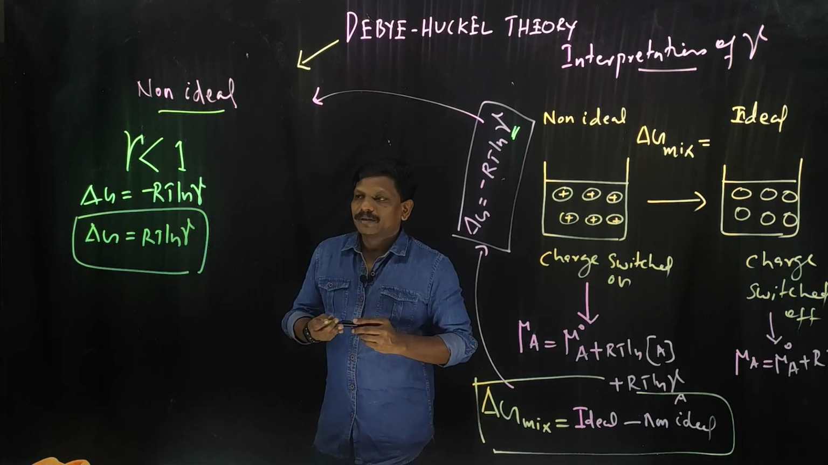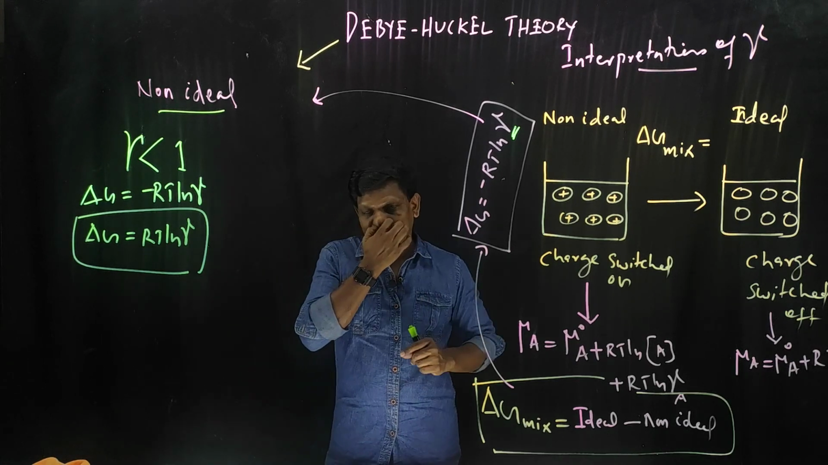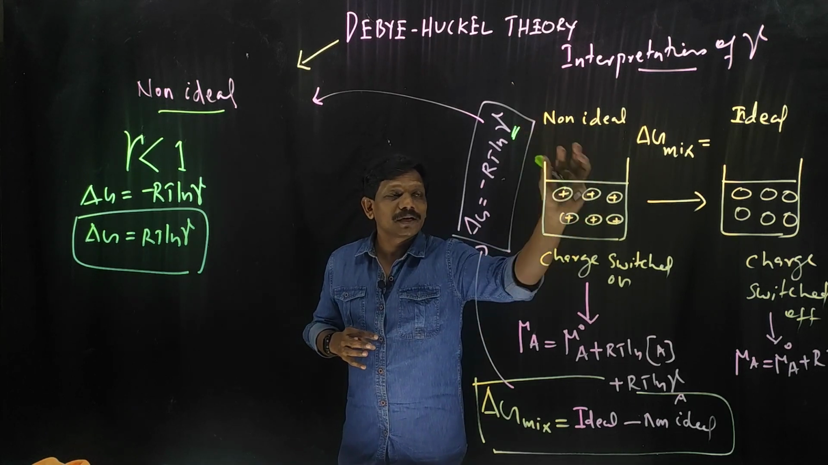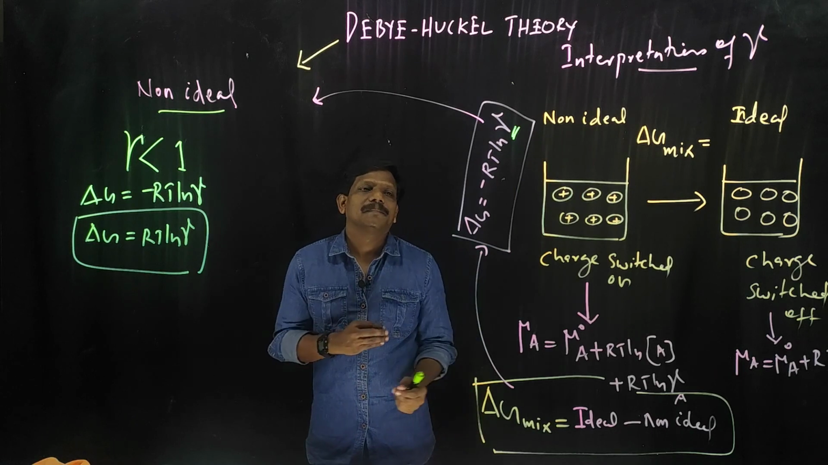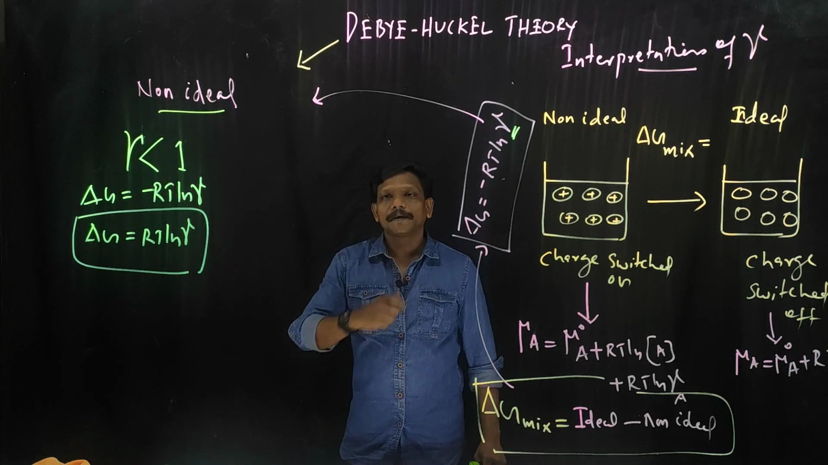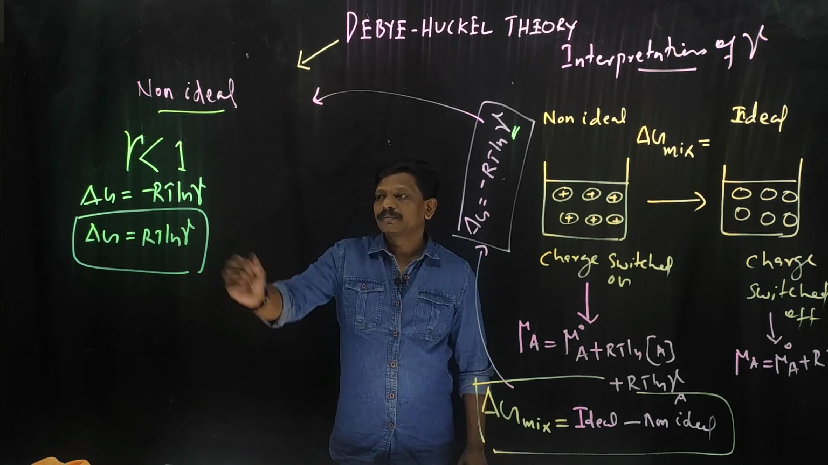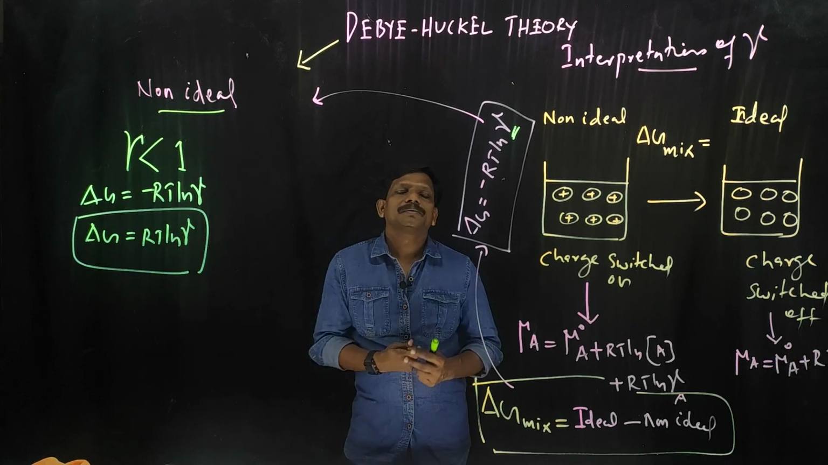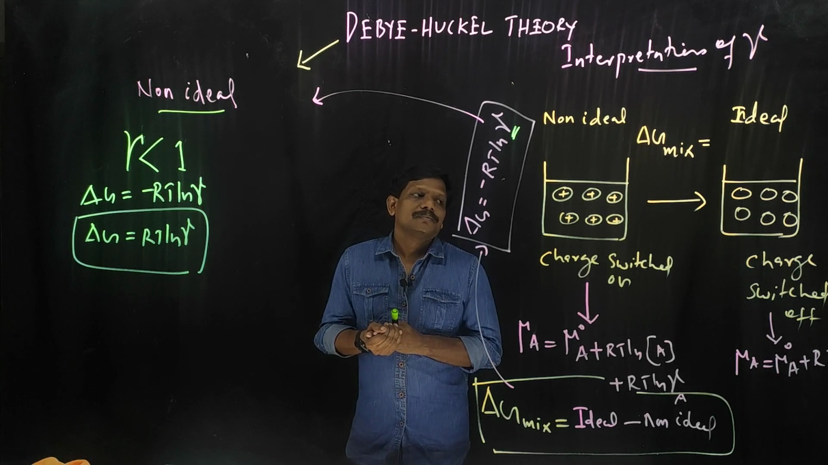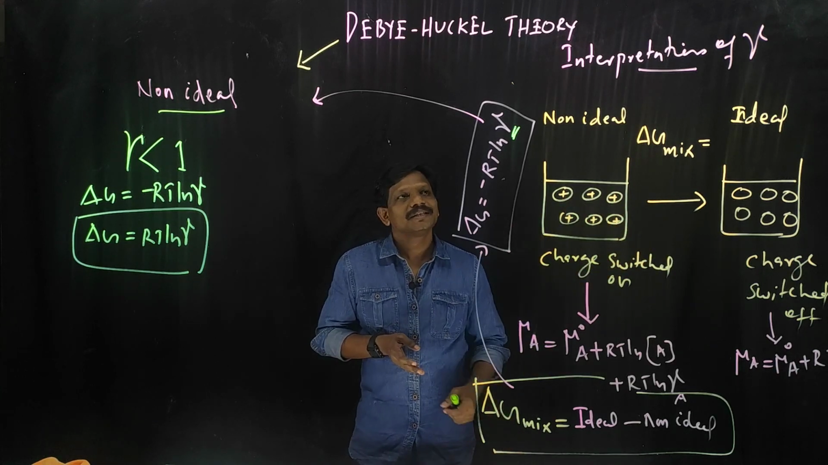Okay, RT ln gamma. So it looks like the system is not stabilized. What system am I talking about? I am talking about this non-ideal system. This is our electrolyte system, and it looks like it is not stabilized. You can see that delta G has a positive value, that is, delta G is equal to RT ln gamma. So we can see that the ideal system is stabilized, but the non-ideal system is not stabilized.